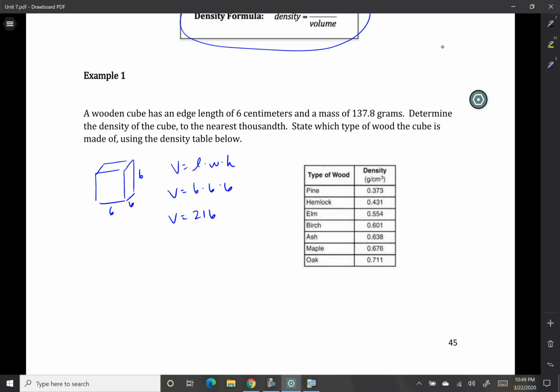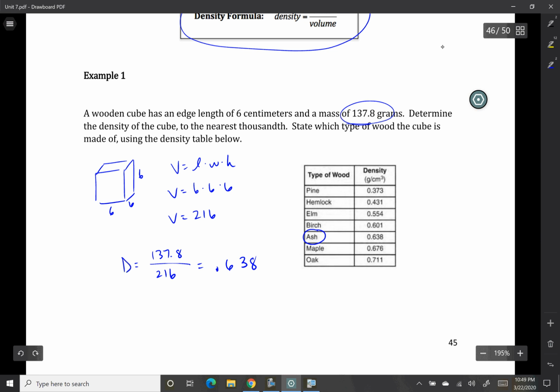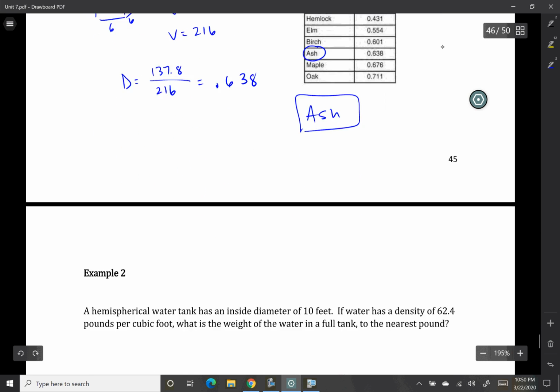So then we say the density of this cube is the mass, 137.8, divided by 216. Type that in your calculator, and you get a density, which is about 0.638, which means this wood is made of ash. Pretty straightforward density question. So let's see what else happens here with density.